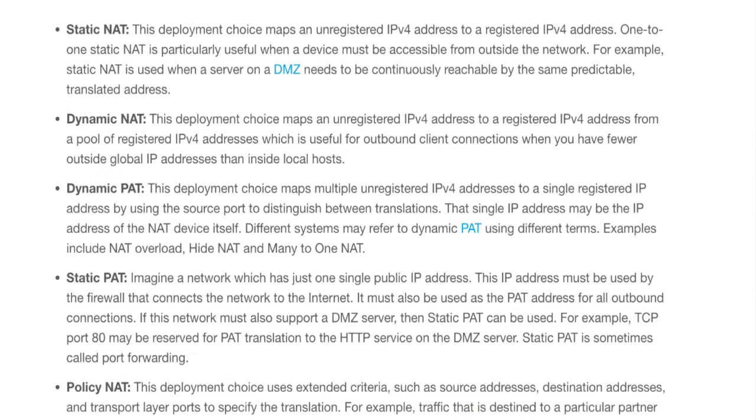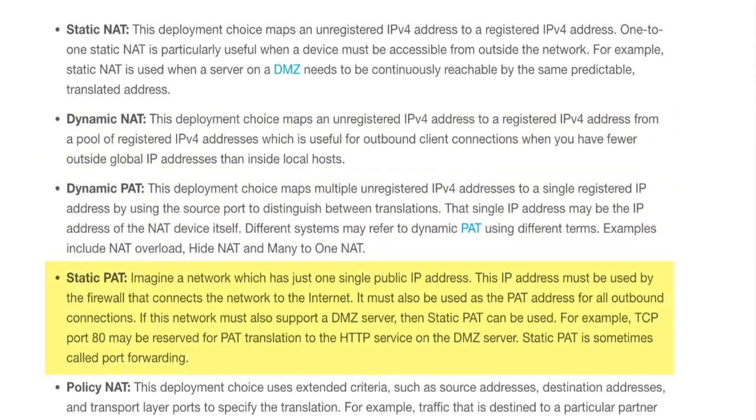Here you can see 5 unique deployments of NAT. Static NAT maps an unregistered IPv4 address to a registered IPv4 address. One-to-one static NAT is particularly useful when a device must be accessible from the outside of the network. For example, static NAT is used when a DMZ server needs to be continuously reachable by the same predictable translated address. Dynamic NAT maps an unregistered IPv4 address to a registered IPv4 address from a pool of registered IPv4 addresses. This is used for outbound client connections when you have fewer outside global IP addresses than the inside local hosts.